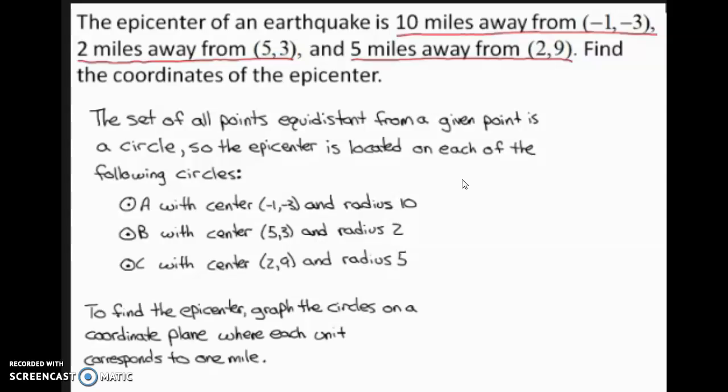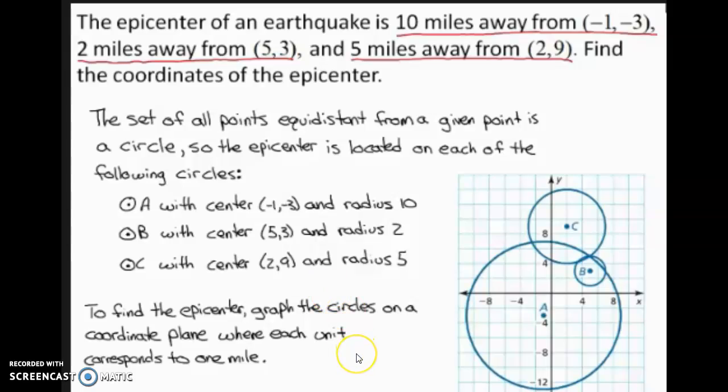To find the epicenter, graph the circles on a coordinate plane, where each unit corresponds to 1 mile. Then find the point of intersection of the 3 circles. The 3 circles intersect at 5, 5, so the epicenter is 5, 5.